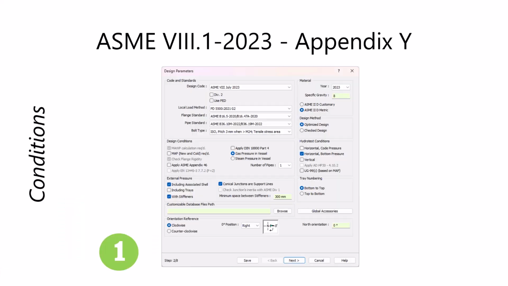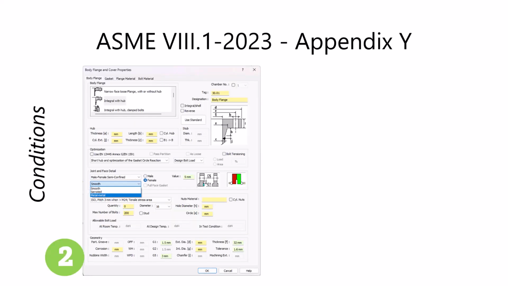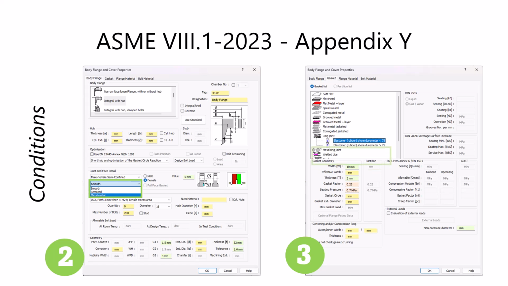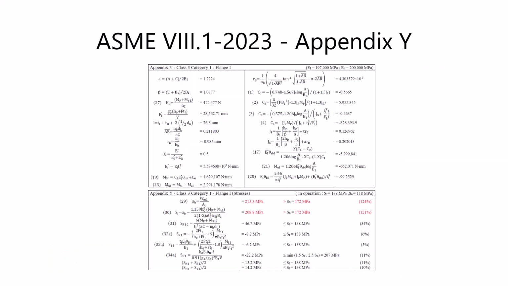What conditions must be met to be within Appendix Y scope? First, ASME 2023 must be selected as the design code. Then, the option Metal-to-Metal Contact shall be selected in the Flange Properties dialog. And last, in the Gasket tab, this appendix will be used for ring joint type gaskets only. Calculations will then be done according to Appendix Y. Class and category will be explicitly indicated, as you can see on the screen.